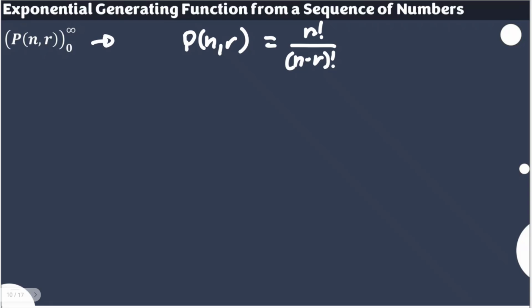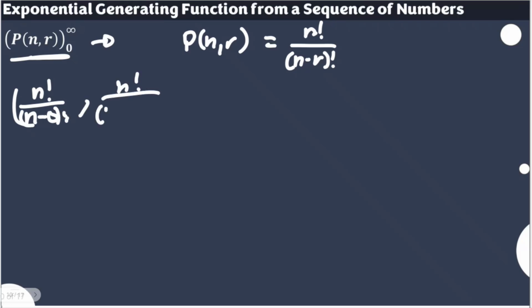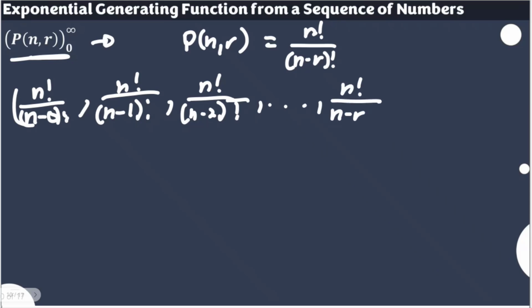Okay, so how do we show it in a specific form? Take note that if we have this notation, say for example, for your first term, your 0, you have n factorial over n minus 0 factorial. Then the next term, n factorial over n minus 1 factorial, plus the next term of the sequence, n factorial over n minus 2 factorial, right? And so on and so forth until you reach n factorial over n minus r factorial.